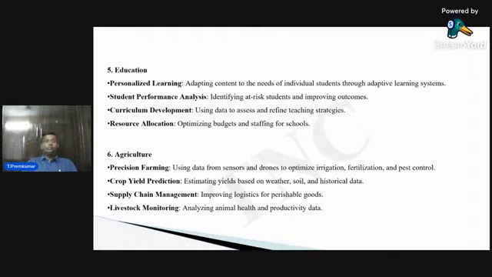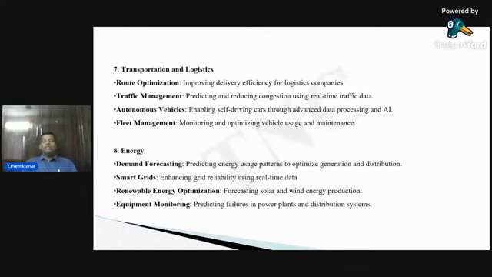And in the case of crop yield predictions, we are able to estimate the yields based on the weather, soil, and also historical data. And the next one, we have supply chain management. It tells you about perishable goods, which improves logistics control. And the next one is livestock monitoring. So here it analyzes the animal health and productivity data.